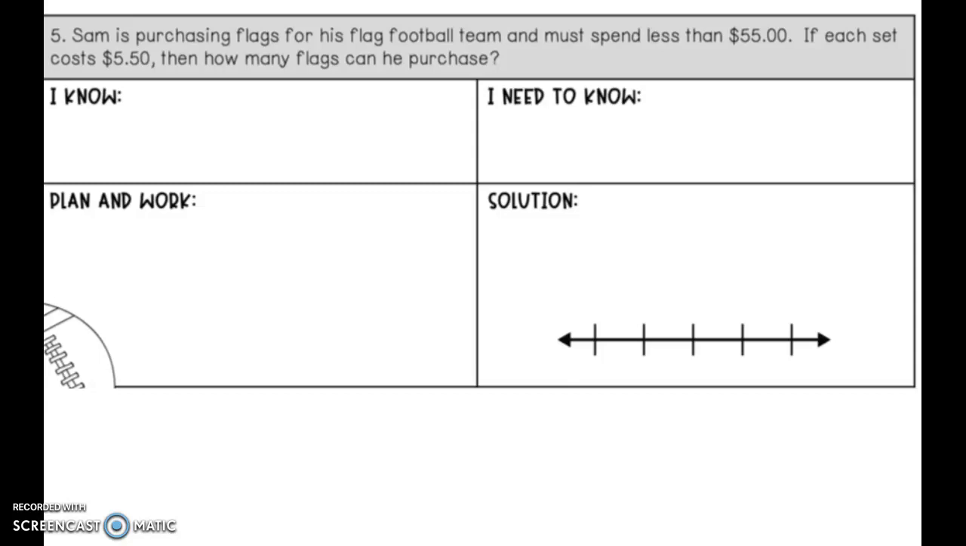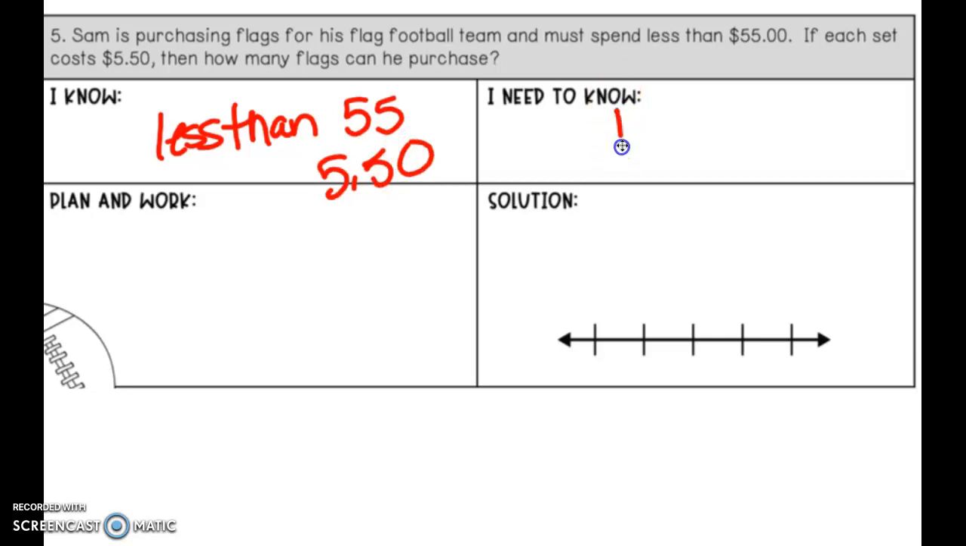Next is Sam is purchasing flags for his football team and must spend less than $55. So not equal to, but it has to be less than. So less than $55. What do we want to know is that, and then each of them costs $5.50. We want to know how many flags.